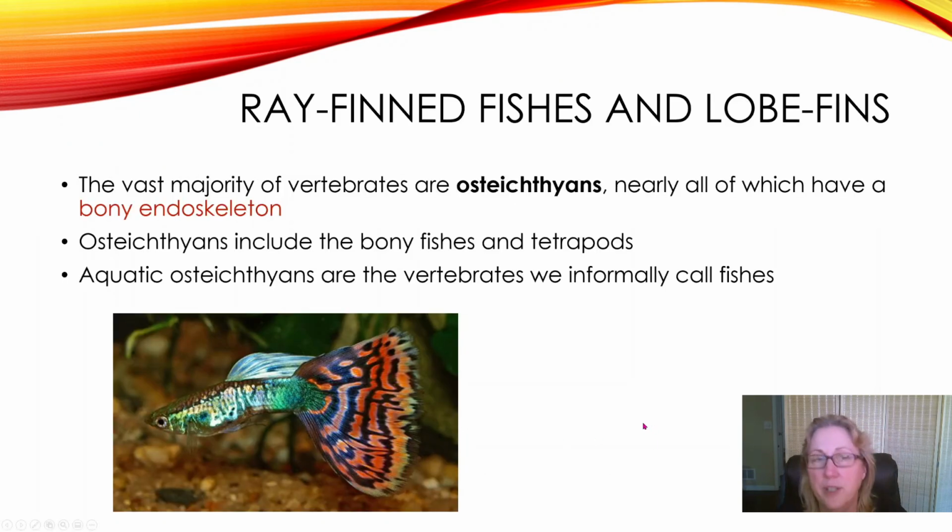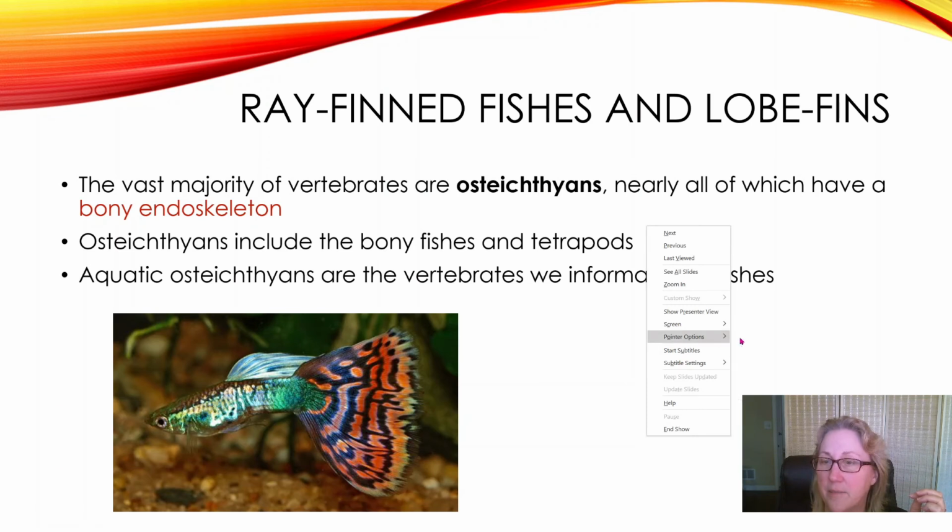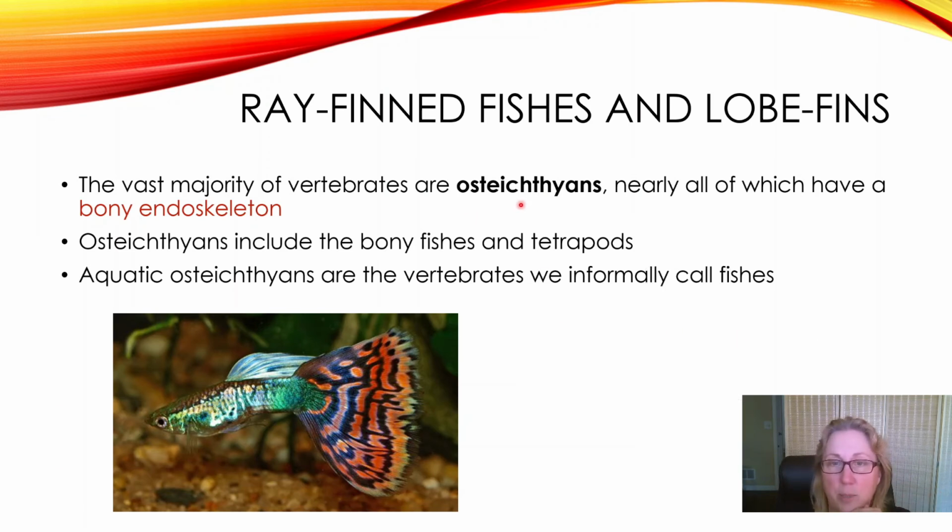Once we get to the bony fish, that's the next group. Osteo, remember, means bone. You hear that root all the time in medicine. Osteo means bone, so the osteichthyans are the bony fish. Almost all of the fish that you're familiar with are bony fish. If it's not a shark or ray, it's probably a bony fish.